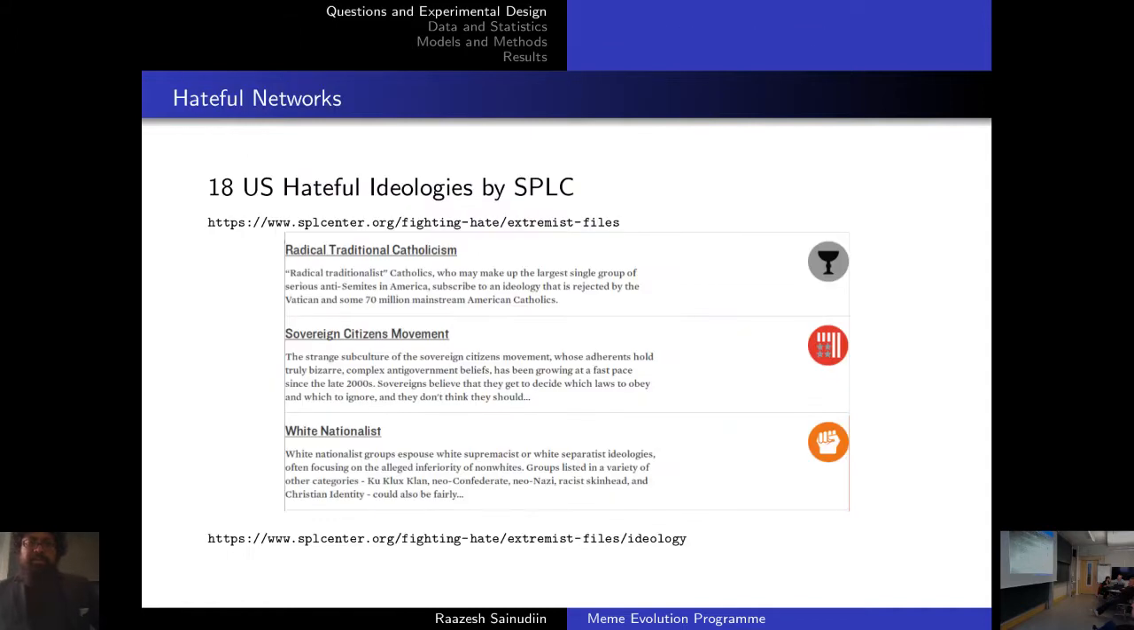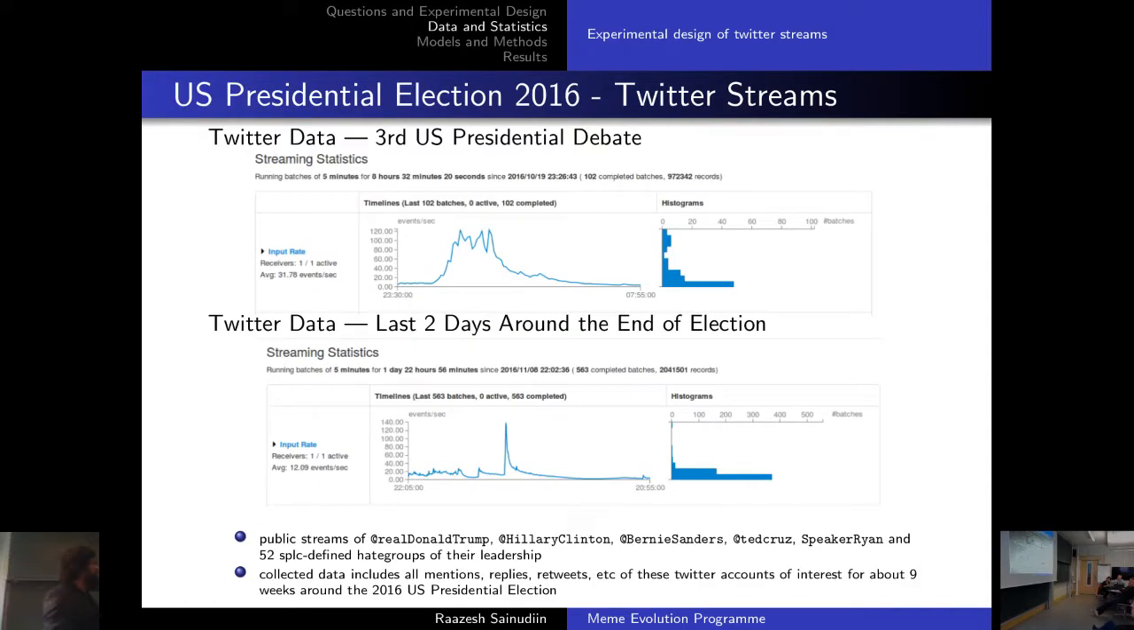So here's how the collection looks. This is on the day of the 3rd US presidential debate, and we're reaching around 120 events per second. That's quite a lot of activity on Twitter. This is our live streams. You will be able to do this tomorrow on your own community edition.